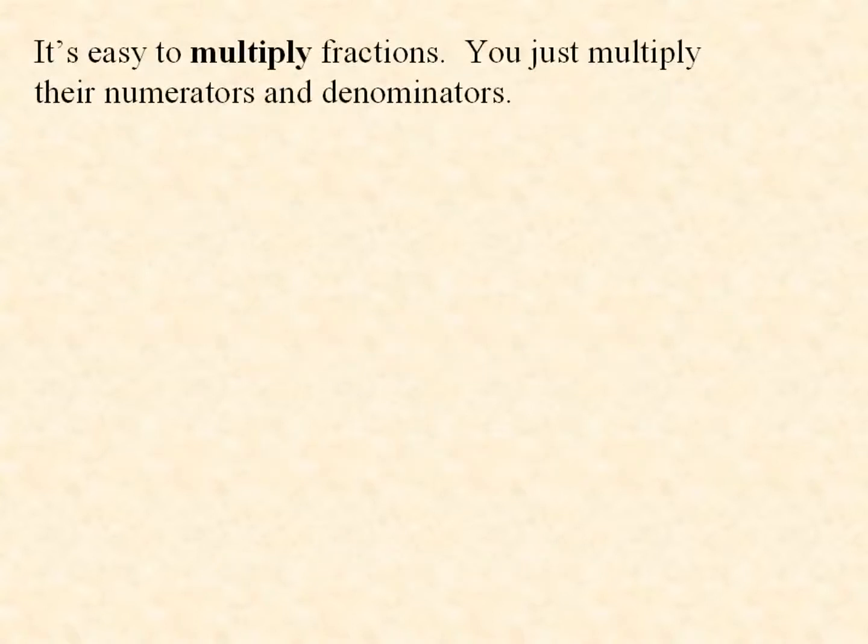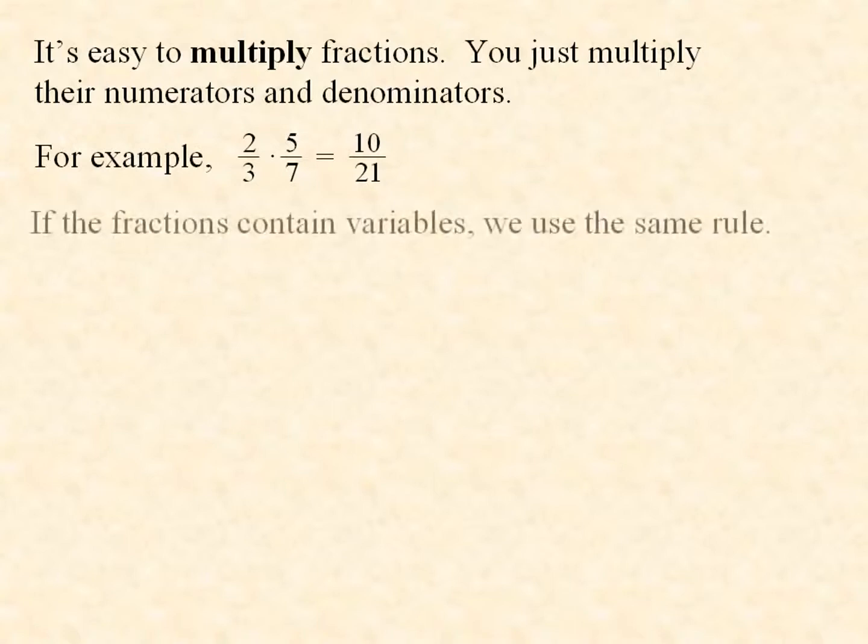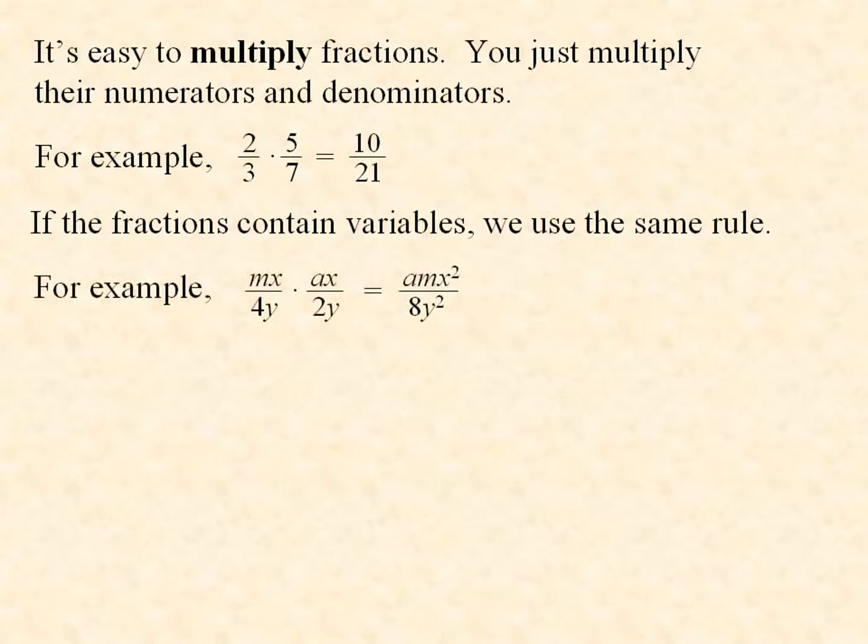It's easy to multiply fractions. You just multiply their numerators and denominators. For example, 2/3 times 5/7 is 10/21. If the fractions contain variables, we use the same rule. For example, mx over 4y times ax over 2y is amx squared over 8y squared. We just multiply the numerators and denominators.